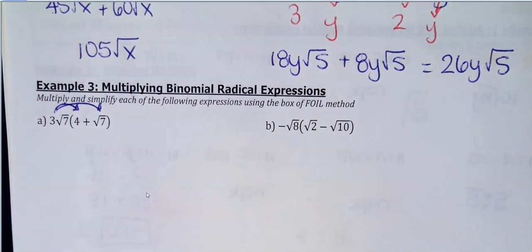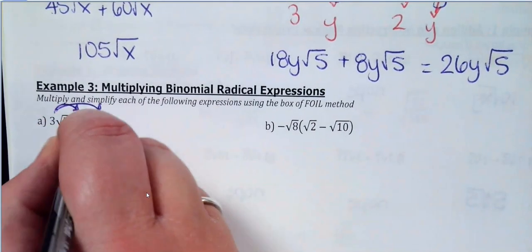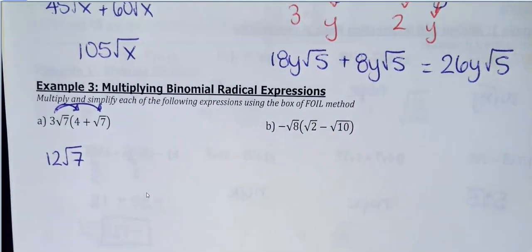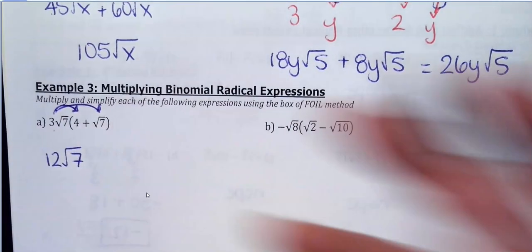So if I take 3 roots of 7 times 4, we're just going to multiply the numbers outside together. So it would be 12 roots of 7. That would just be that first term. Just numbers outside get multiplied together, numbers underneath get multiplied together. For the second term, I have 3 roots of 7 times another square root of 7.